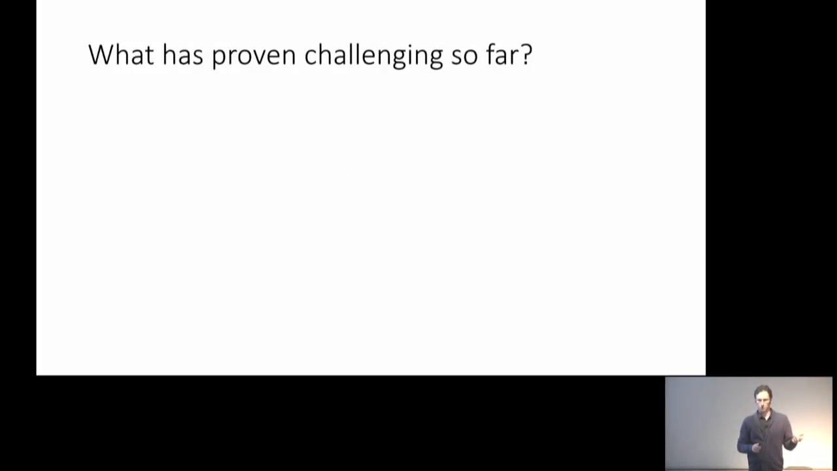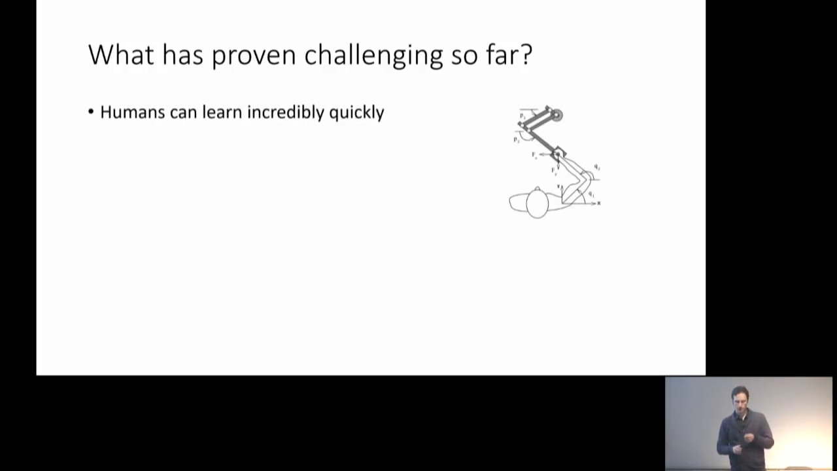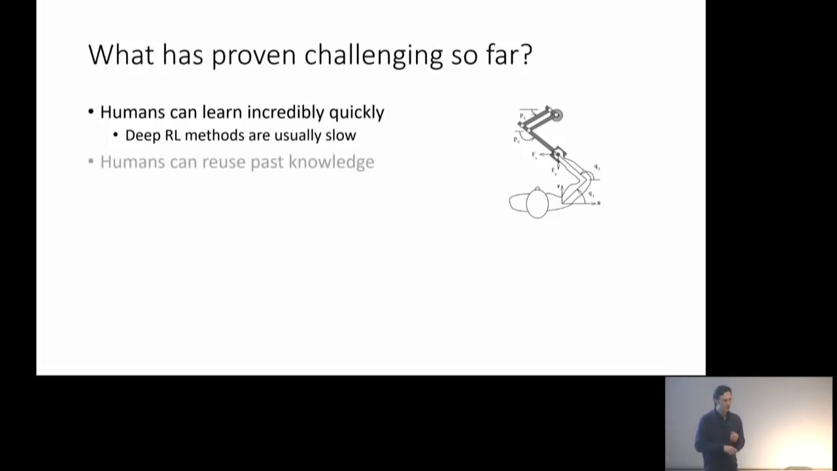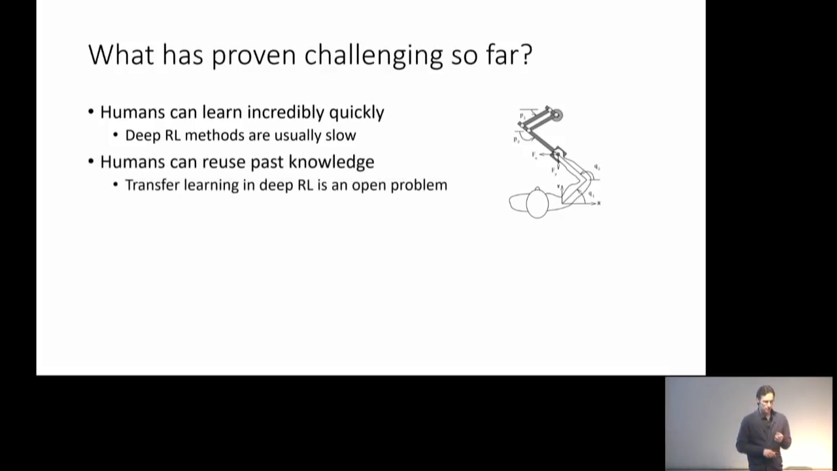So what has proven challenging so far? There's still a really, really huge gap. One of the things that's really huge is that humans and animals can learn and adapt extremely quickly, way more quickly than what can be explained by current computational methods. So deep RL methods are usually pretty slow. There's been quite a lot of research in trying to make them faster, trying to make them more efficient, often by reusing knowledge from past experience, and we'll cover some of that in the class, but this is a really big open problem. So humans can reuse past knowledge.